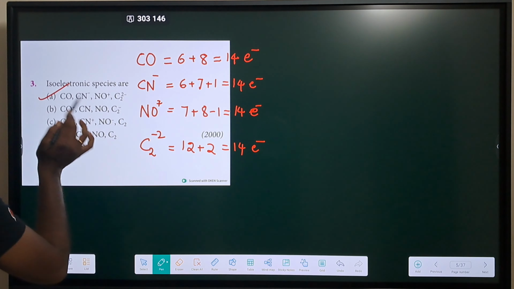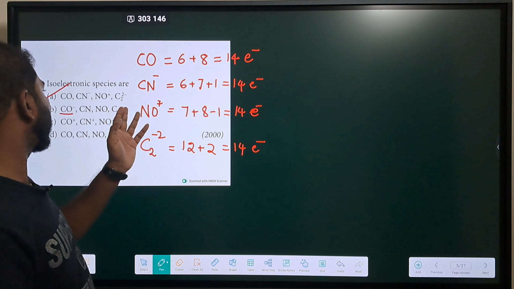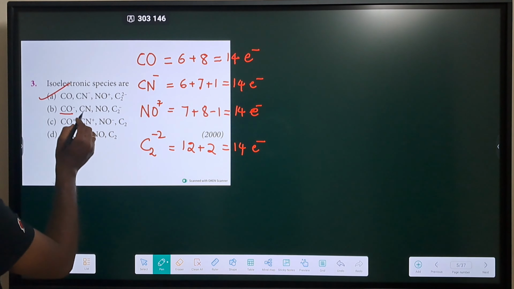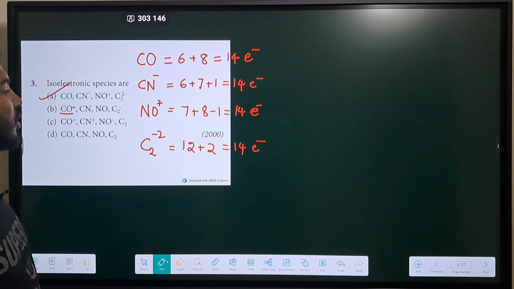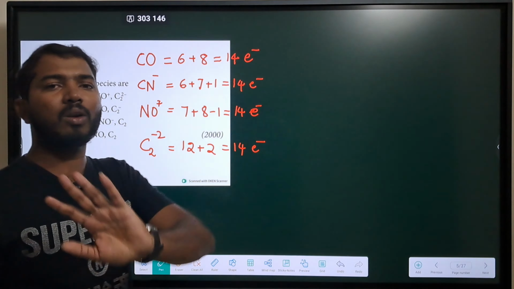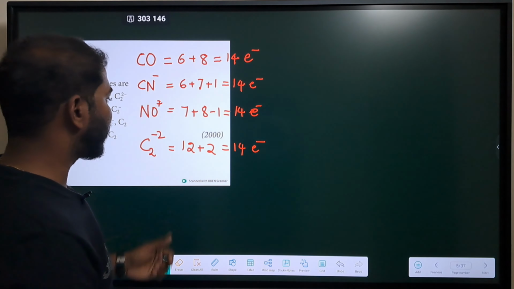CO minus: in carbon there is 6, O is 8, that is 6 plus 8, 14, and then there is a minus 1 charge. If you can see properly, there is a minus 1 charge, so plus 1, so 15. So if you calculate similarly, you are not going to get any option, okay? Yes, I hope you understand.